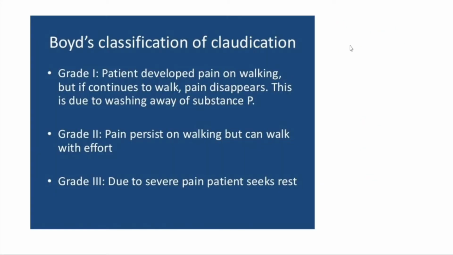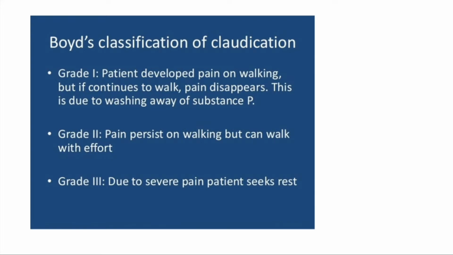So now that we know what claudication exactly is, we have to come to the classification of claudication. The most common classification used is Boyd's classification of claudication. It divides claudication into 3 grades. Grade 1 is when the patient develops pain on walking, but if he continues to walk, the pain disappears. Why does this happen? This happens because of something called substance P, which is an acute phase reactant.